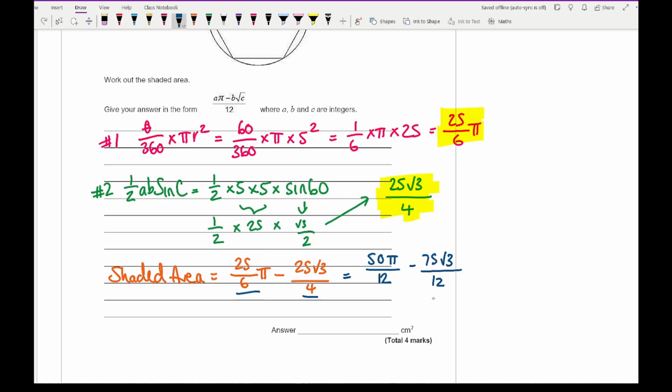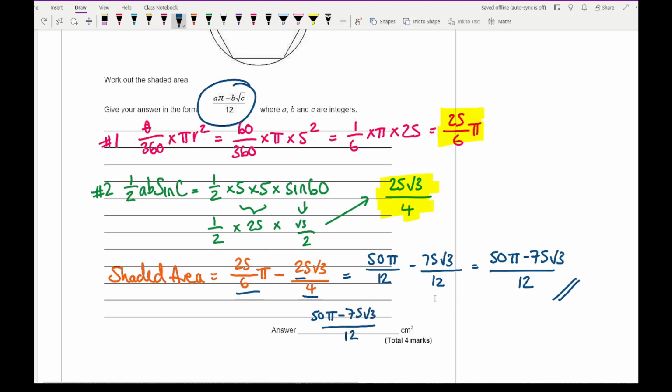Now you might be asking, do I need to multiply the √3? Well, technically no, because it's only the constant that we need to treble in this case. So from this I can then write this as a single fraction. So I've got 50 pi minus 75 √3 over 12, and that does look like this format, and so that there is my final answer. And so here, I don't know why they've put this, but I'm just going to write down the answer here. So I've got 50 pi minus 75 √3 over 12, and there is my final answer.